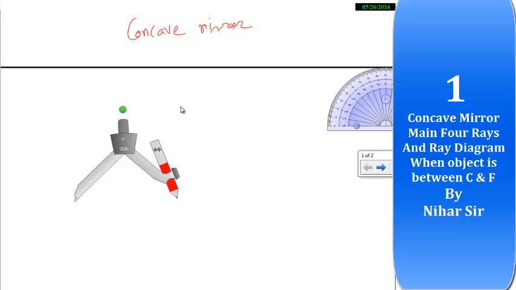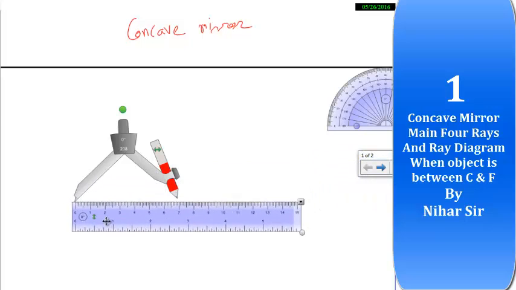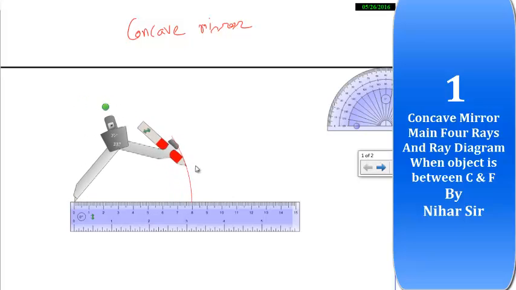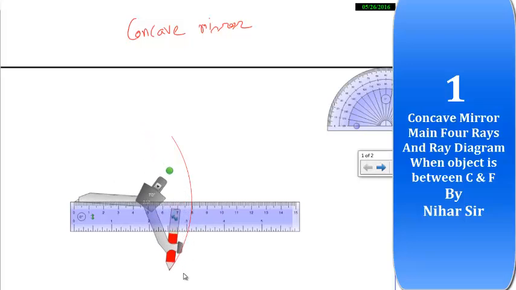To draw the concave mirror I will take my scale and put it over here. There is no rule for the measurement of concave mirror. So first of all, I am taking a measurement of 8 centimeter on my rounder, right? And now I will draw the concave mirror. Now, if I draw the concave mirror like this with approximate value, it may not be perfect.